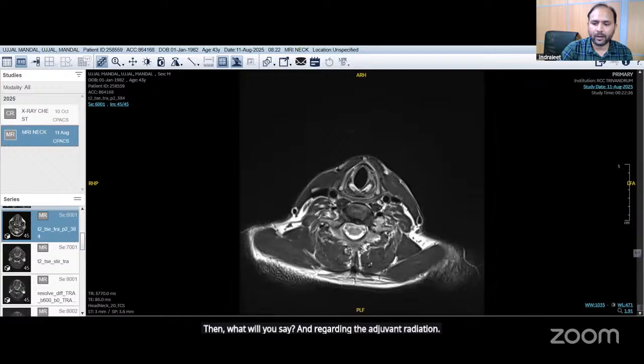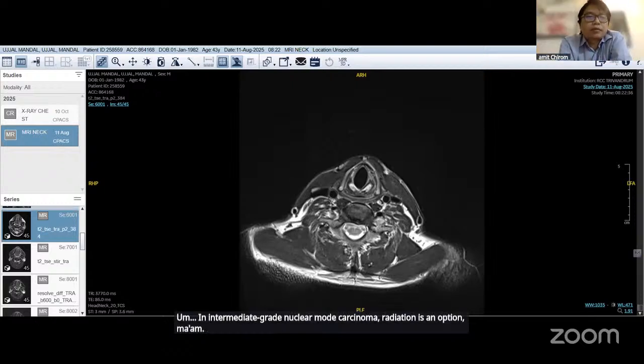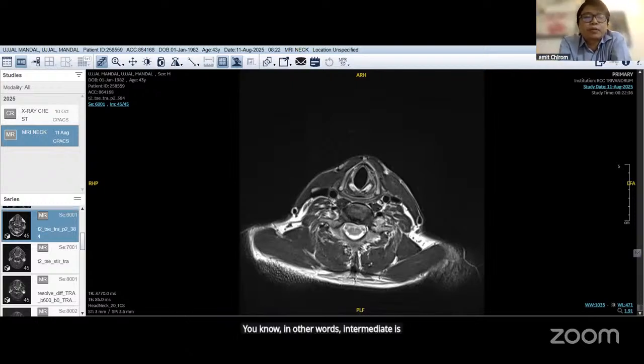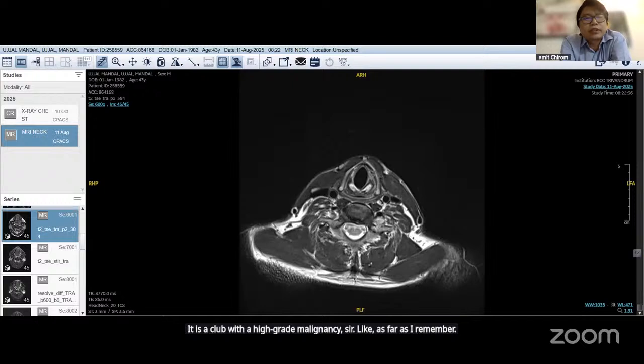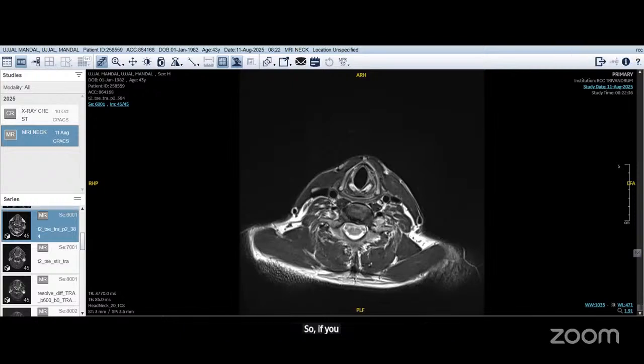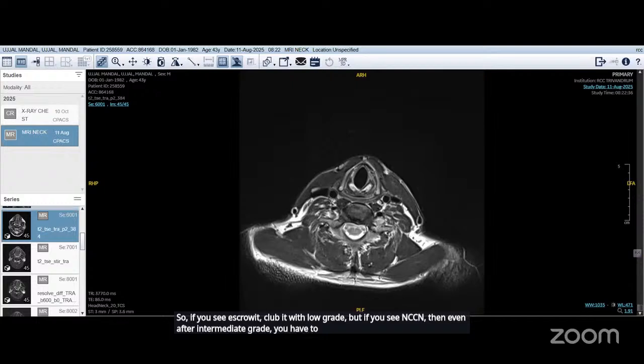In intermediate grade mucoepidermoid carcinoma, radiation is an option, ma'am. No, in other words, intermediate is clubbed with the low grade or high grade as per different guidelines. It is clubbed with the high grade malignancy, sir, as far as I remember. But you can check ESMO. I think ESMO clubs it with the low grade. So if you see ESMO, it clubs it with low grade, but if you see NCCN, then even for intermediate grade, you have to give adjuvant radiation.